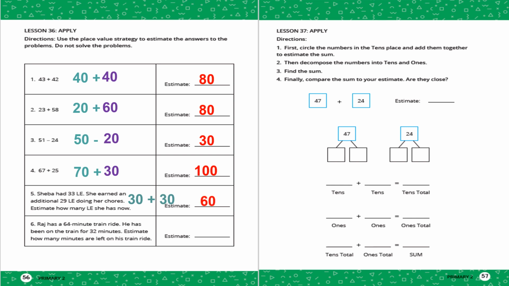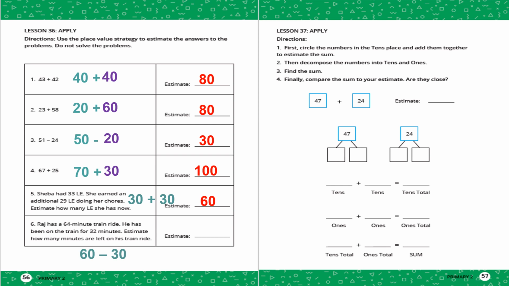Number 6. Raj has a 64 minutes train ride. He has been on the train for 32 minutes. Estimate how many minutes are left on his train ride. Left is a keyword for subtraction. So first we will estimate 64. 64 is between what and what? Between 60 and 70. Look at the ones. Ones is 4, less than 5. So 64 will be 60.